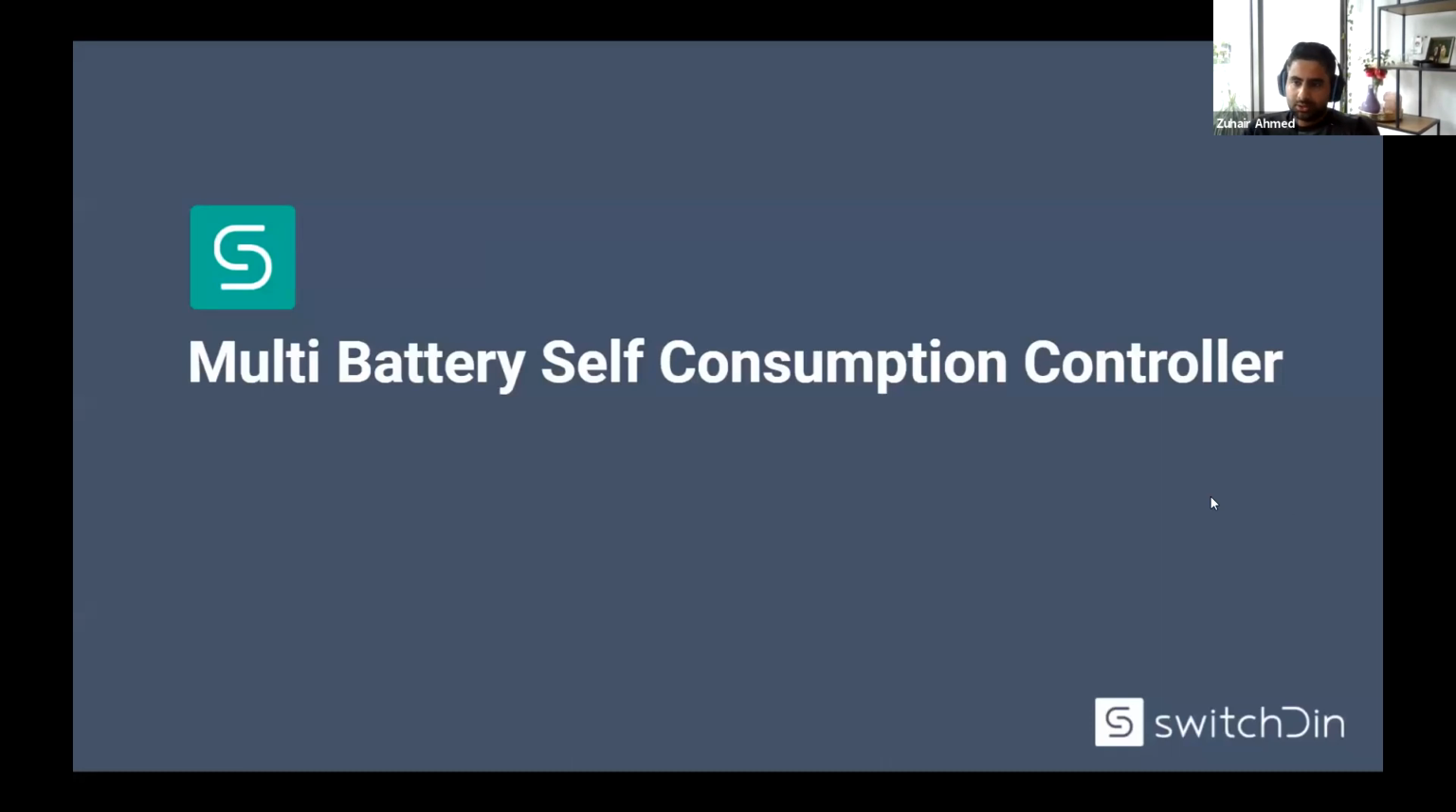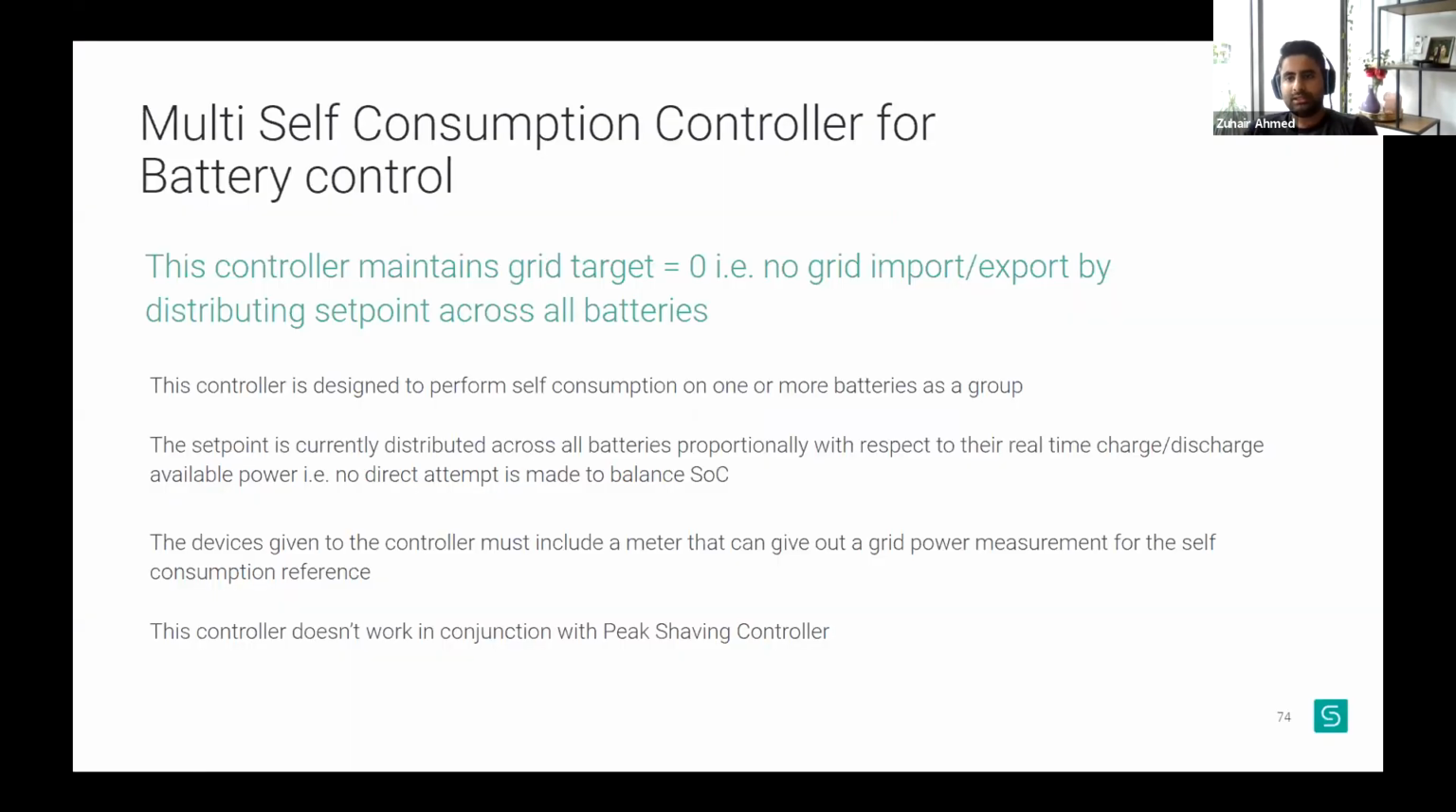All right, so the last one is multi-battery self-consumption. So if we have multiple Gen 24s on a site, this controller will maintain grid target as 0. So there will be no import or export. So yeah, this controller will distribute the set point across all the batteries. It won't attempt to balance the state of charge of a particular battery, and it can perform self-consumption on either a single battery or a group of batteries added to the controller.